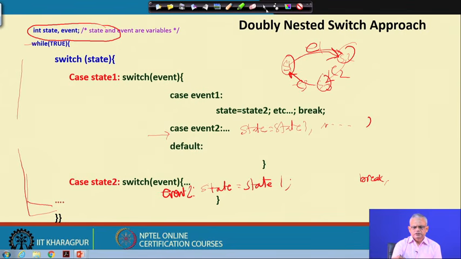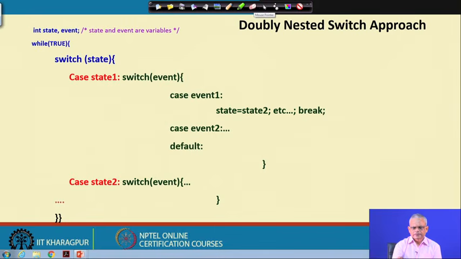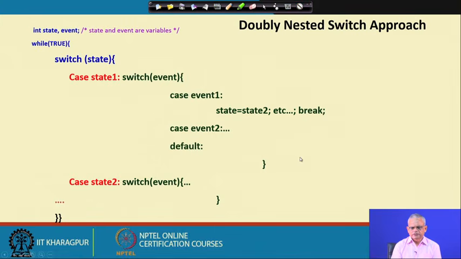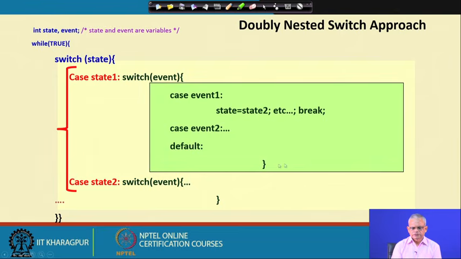The state table is also very simple. We can also look at that. So, here this is a doubly nested switch. The first one is switch on the state, the second one is switch on event, and depending on the state, the same event may have different actions.